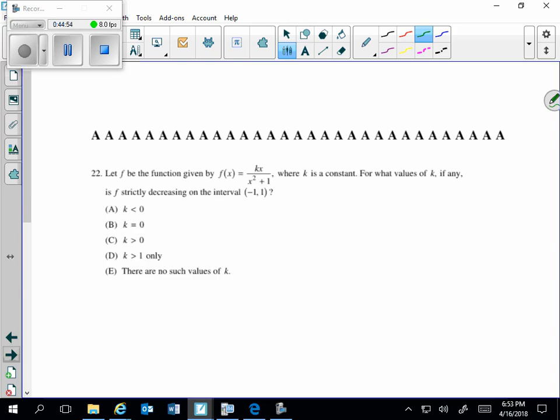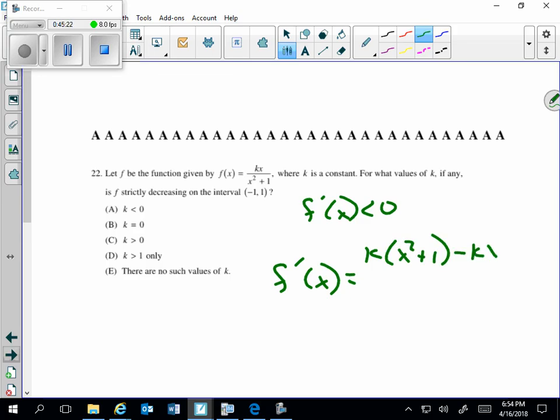All right, there's f. K is some constant. For what values of k, if any, is f strictly decreasing on the interval? Decreasing happens when my derivative is less than 0. So let's find the derivative of that thing. Derivative of the top times the bottom minus the top times the derivative of the bottom all over the bottom squared.